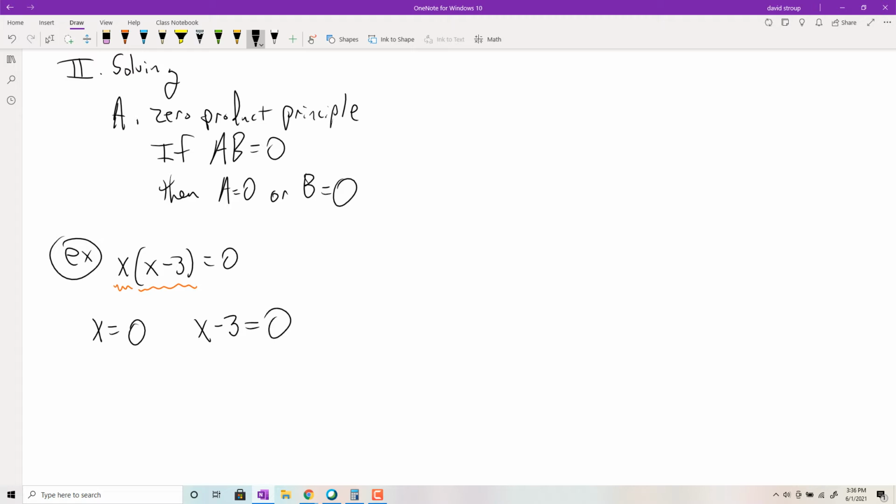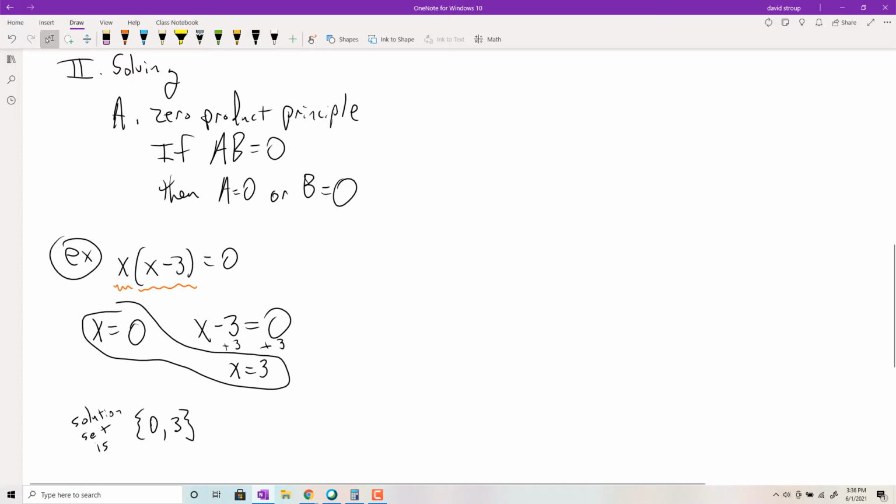So one of our answers is automatically 0. The other one, I'm going to have to do a little bit of work. I have to solve this equation, and I get x is 3. So those are my answers. And in MyMathLab, they'll want you to give your answers as a solution set, and that just means do some curly brackets and put the numbers inside those brackets. So the solution set is {0, 3}.